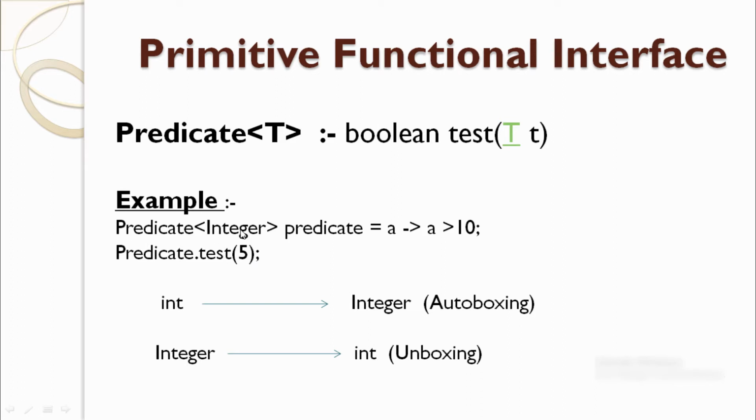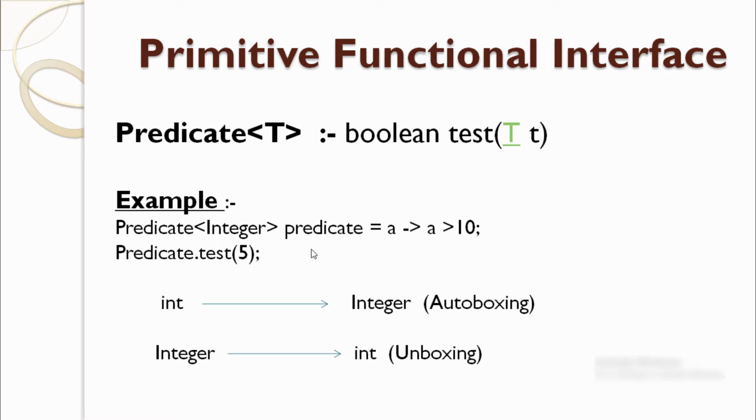It is an integer type of predicate which takes an integer value, and this is a function: if a is greater than 10, it returns true, otherwise false. And we pass 5 to the test method. But there is a problem in this. As you can see, we pass 5, which is a primitive type, and when we pass this 5, it is converted to Integer. From int to Integer, this is autoboxing in Java. Then because we are doing a calculation, the Integer is converted back to the primitive, so unboxing happens, and then the result is returned.